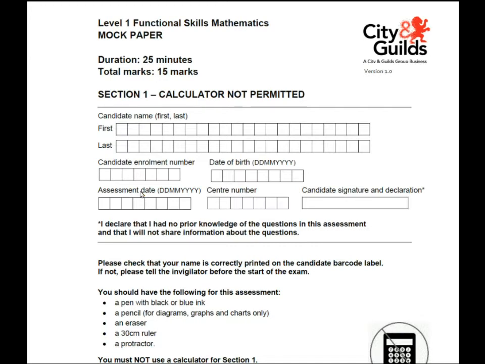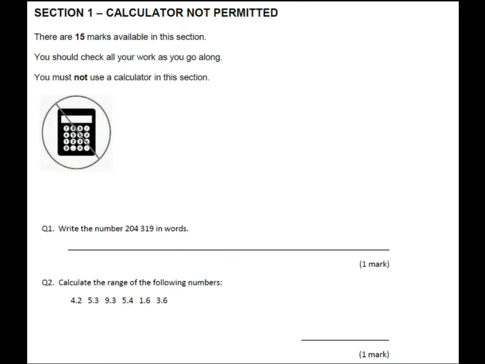In the exam, you'll have 25 minutes, providing you don't have exam arrangements, in which case you'll get slightly more time, and there are a total of 15 marks available. Okay, let's start with section 1 and question 1.